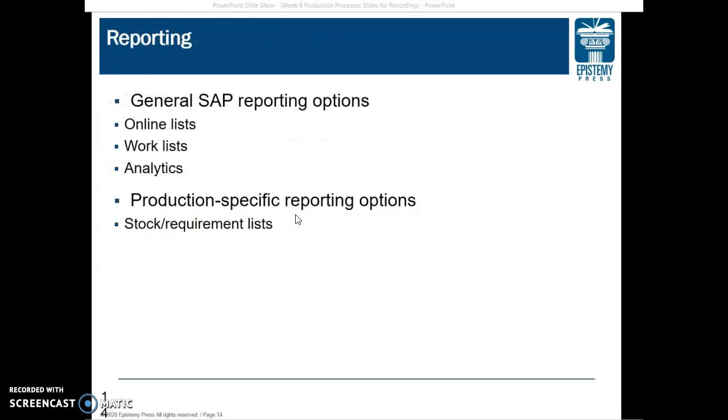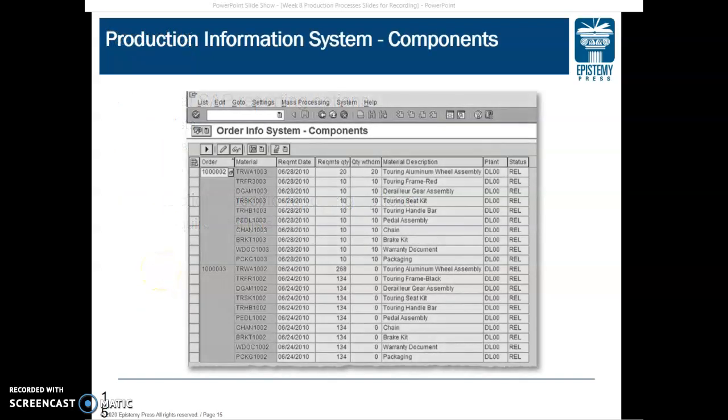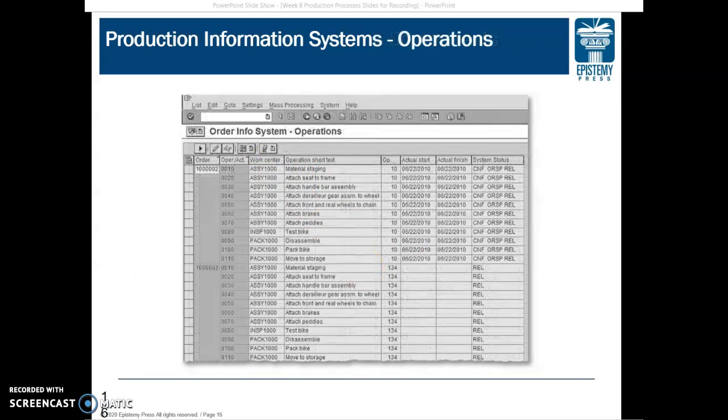So as with the other processes, there's reporting we can do in the production process. So we can have a variety of lists, reports, and analytics from the production information system. So here's an example of a report we can run. This is the status of component or material utilization for several orders. So you can see things that are released, the date, quantity, those sorts of things.